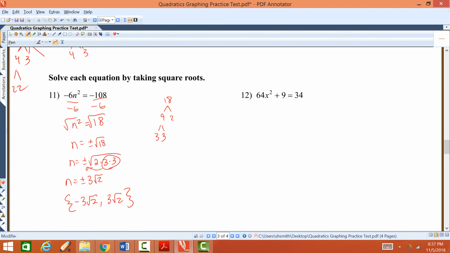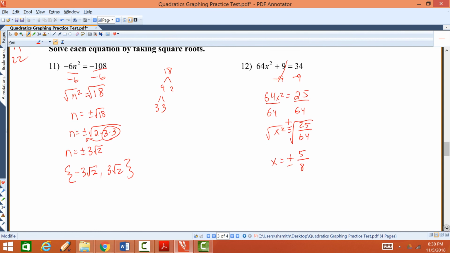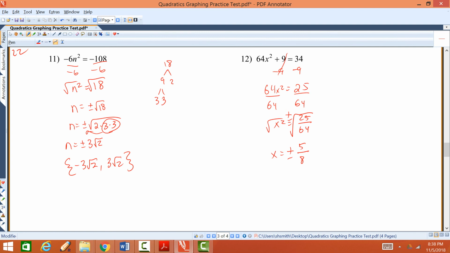3 square root 2. This one, we're going to subtract 9 from both sides first. So 64x squared equals 25. Then we're going to divide both sides by 64. So x squared equals 25 over 64. And then we're going to take the square root of both sides. Don't forget the plus or minus. X equals square root of 25 is 5. Square root of 64 is 8. So this one's nice for us. This fraction works out really nicely because you can take the square root of both 25 and 64 evenly. There's no tree diagrams needed. So this is -5/8 and +5/8.